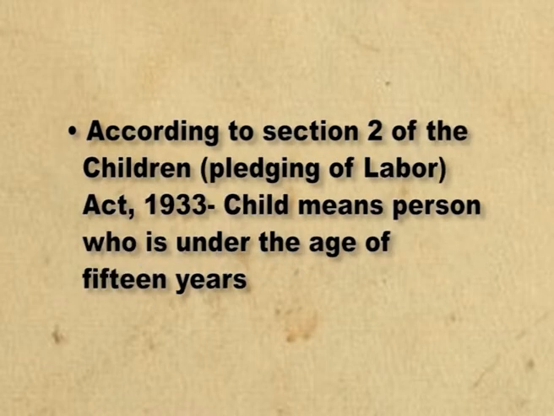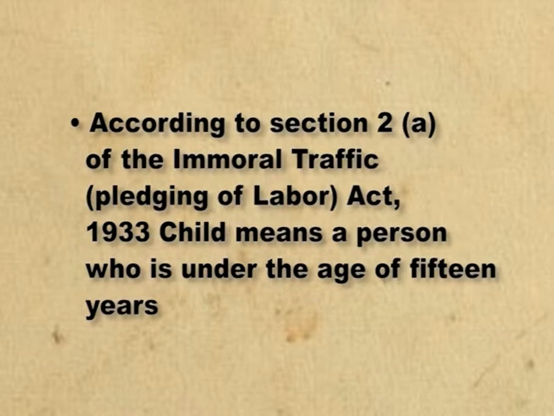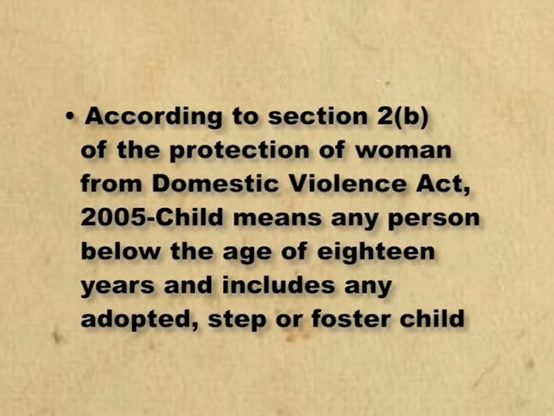According to Section 2 of the Children Pledging of Labour Act 1933, child means a person who is under the age of 15 years. According to Section 2A of the Immoral Traffic Pledging of Labour Act 1933, child means a person who is under the age of 15 years. According to Section 2B of the Protection of Women from Domestic Violence Act 2005, child means any person below the age of 18 years and includes any adopted, step or foster child.